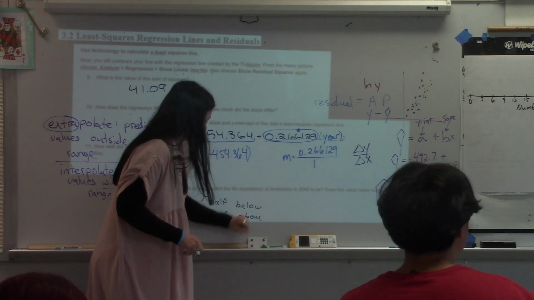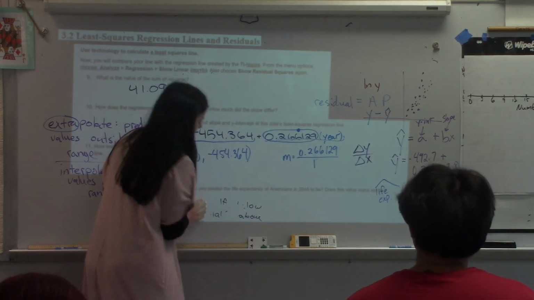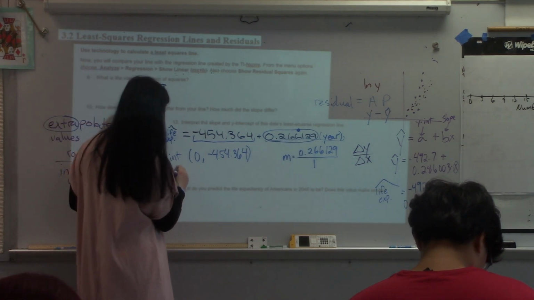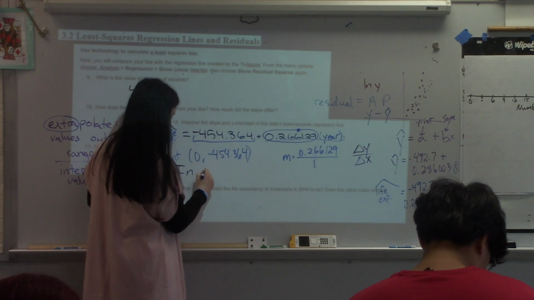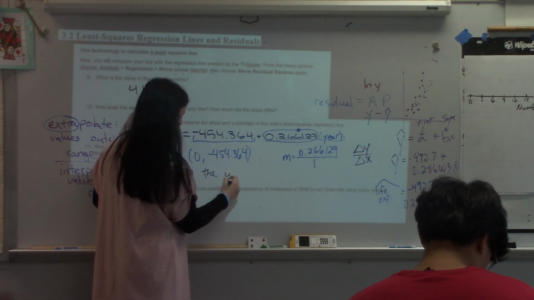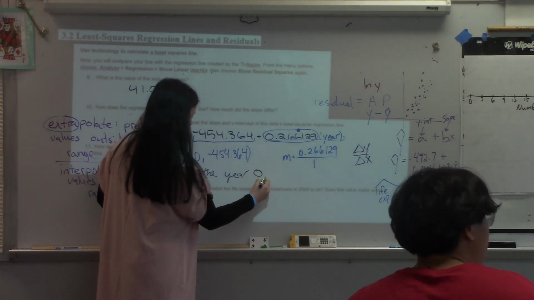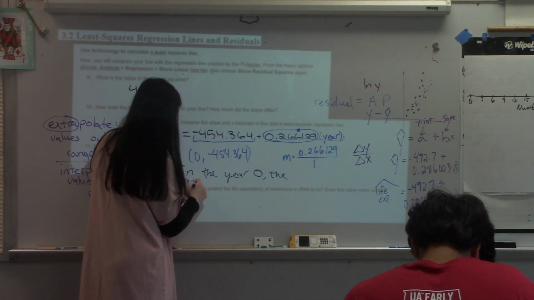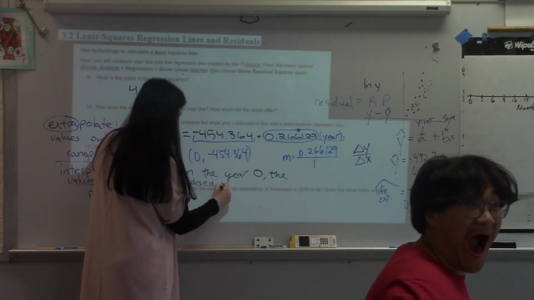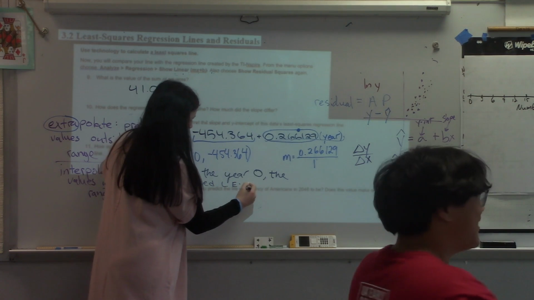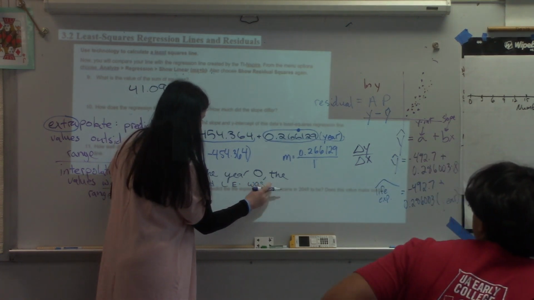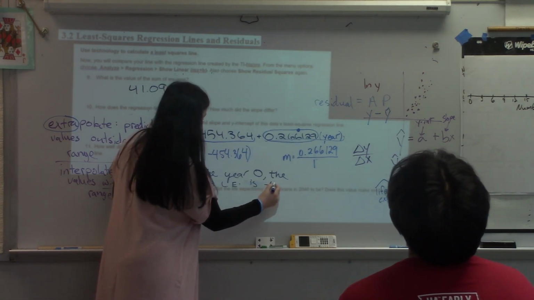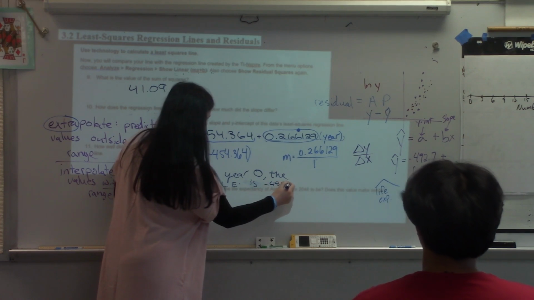Did you write down the interpretation of the y-intercept? I'll personally always start with my independent variable: in year 0, the predicted life expectancy is negative 454.364 years.